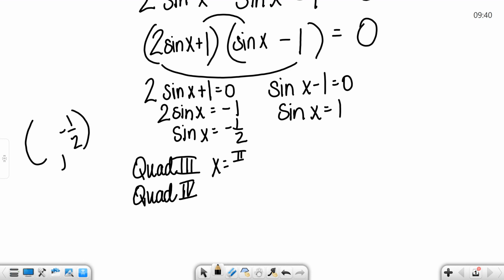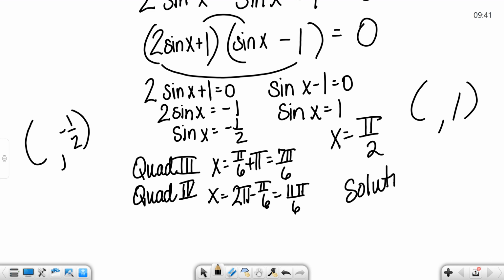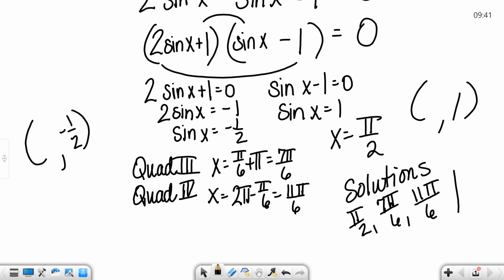In quadrant 3, that would be 7 pi over 6. All right, in quadrant 4, it would be 11 pi over 6. I just use reference angles to find it because I don't have my unit circle sitting in front of me. Okay, and now we have to decide where on the unit circle is the y value 1. Where's the sine 1? Well, that only happens in one place, and that happens at pi over 2. So my solutions, there are 3 of them. They are pi over 2, 7 pi over 6, and 11 pi over 6.